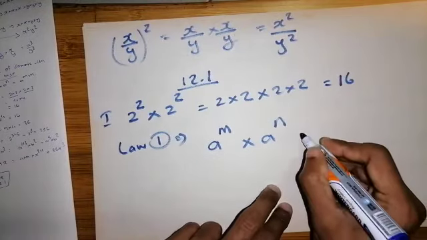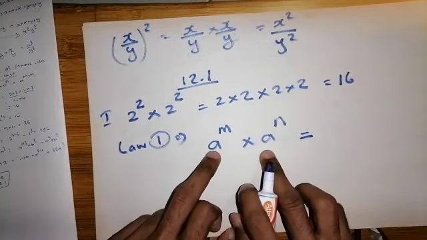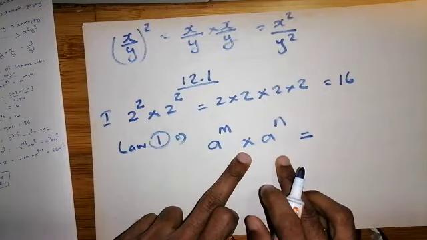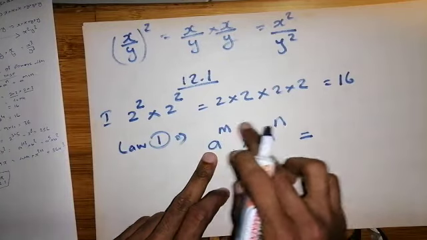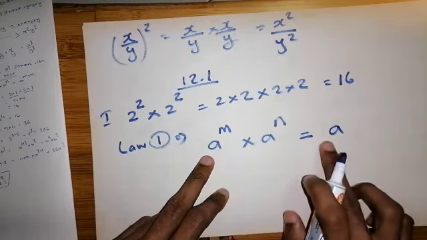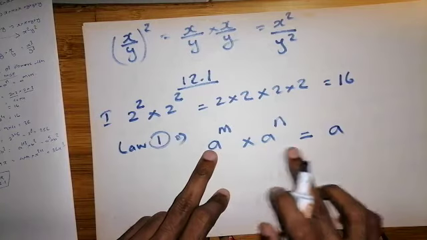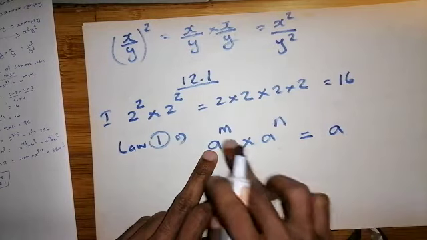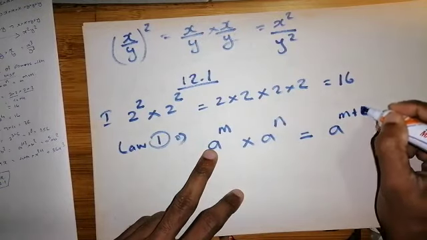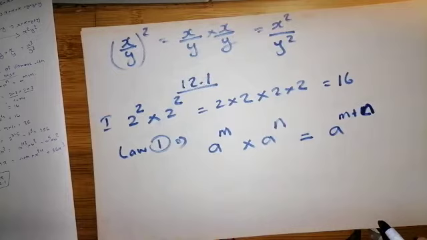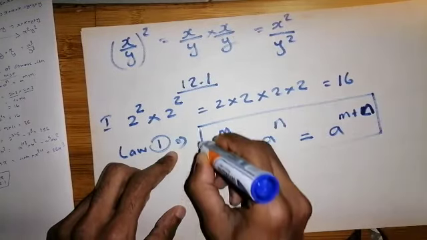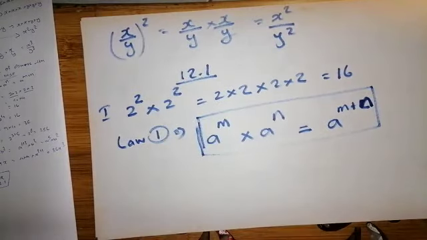So what is the next step? The law says if you have the same base in power form and they are multiplied, you should add the powers. Write the base one time: there are two bases but common, so we write it as a common base. Then what about the index? It is always addition, so add the index: m plus n. That is our law, one of the laws belonging to the same base.